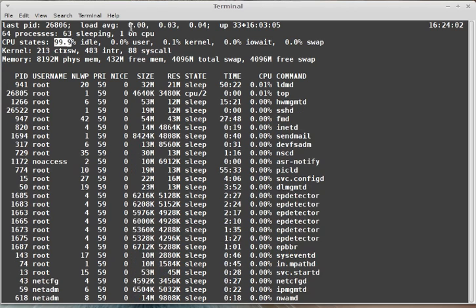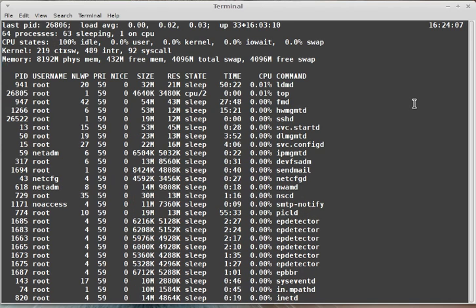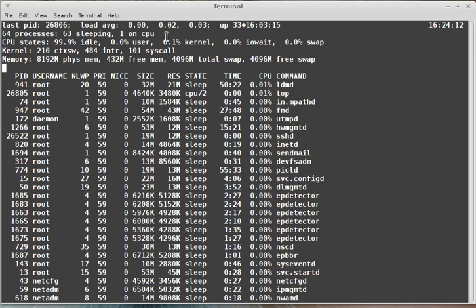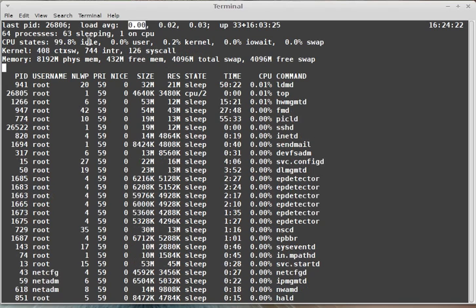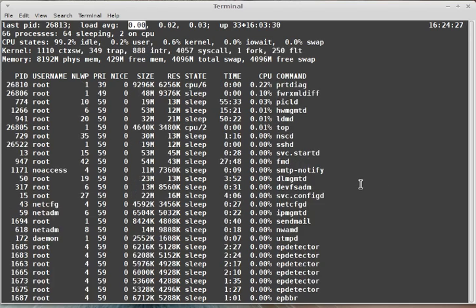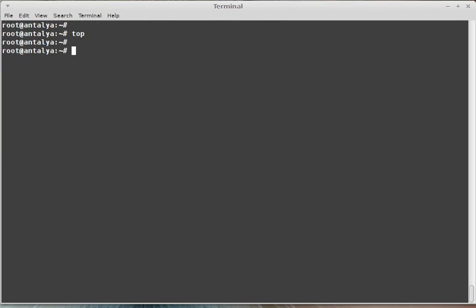And your CPU is almost 99% idle, and only sometimes 0.1% is kernel usage, as you see in here, and which is almost 100% free. Your load average also depends on your CPU usage, which is 0.0.0. It is very perfect usage because there is no application on our server.